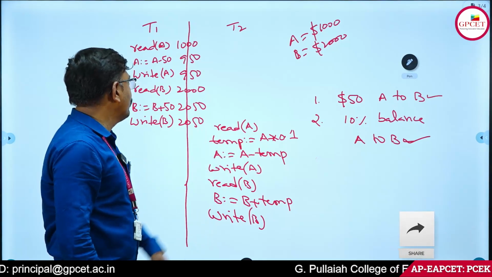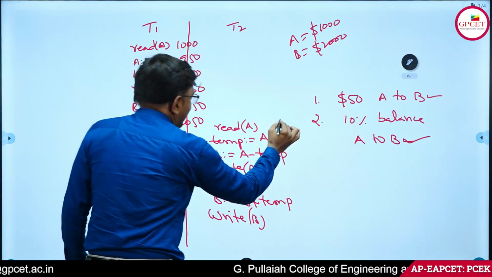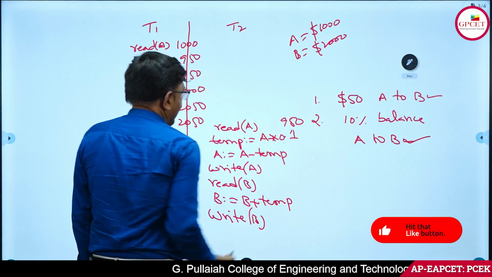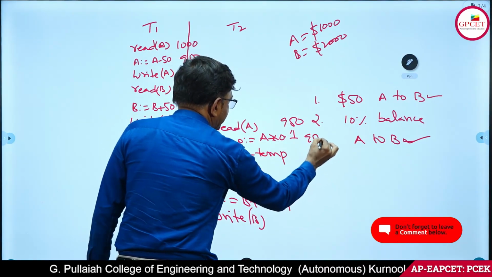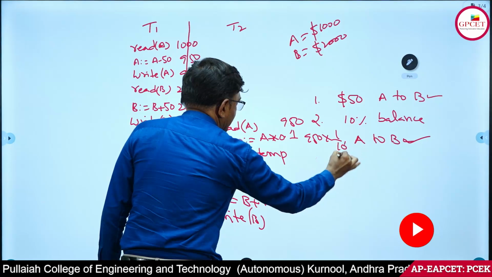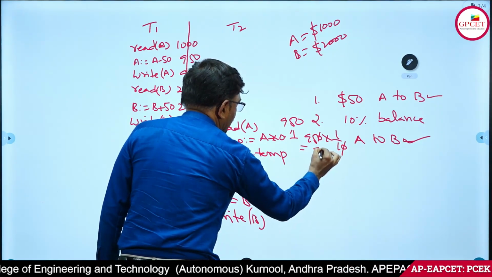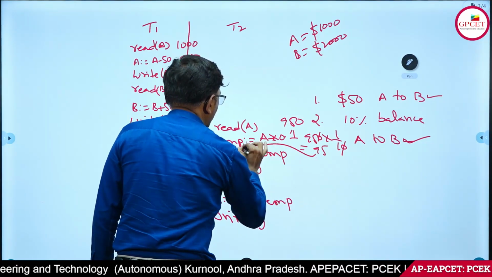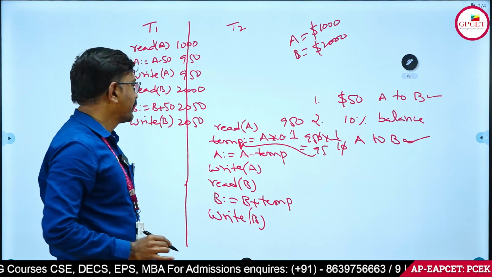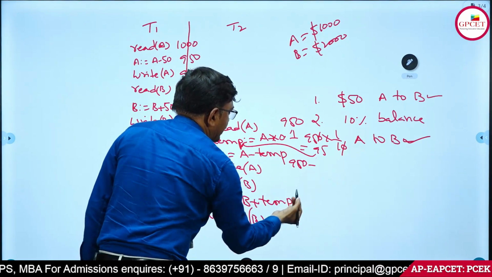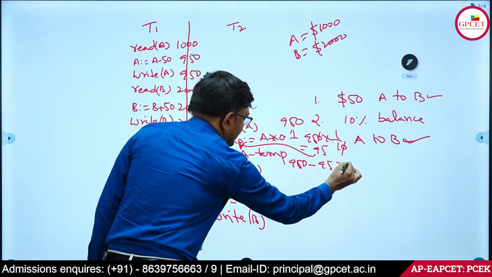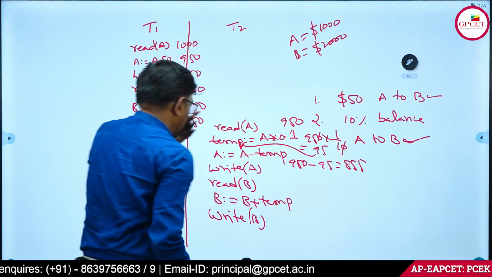Whereas here, what is read A? That is 950. And what is temp? A into 0.1. What is here? 950 into 1 by 10. That is 0, 0 cancel. What is that value? 95. 95 is stored into the temporary variable. A equal to A minus temp, that is 950 minus 95, equal to 855. That is write A.